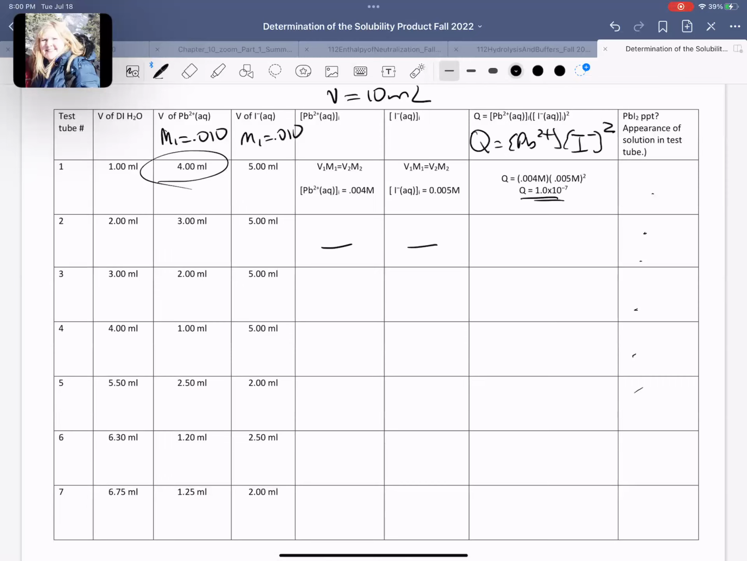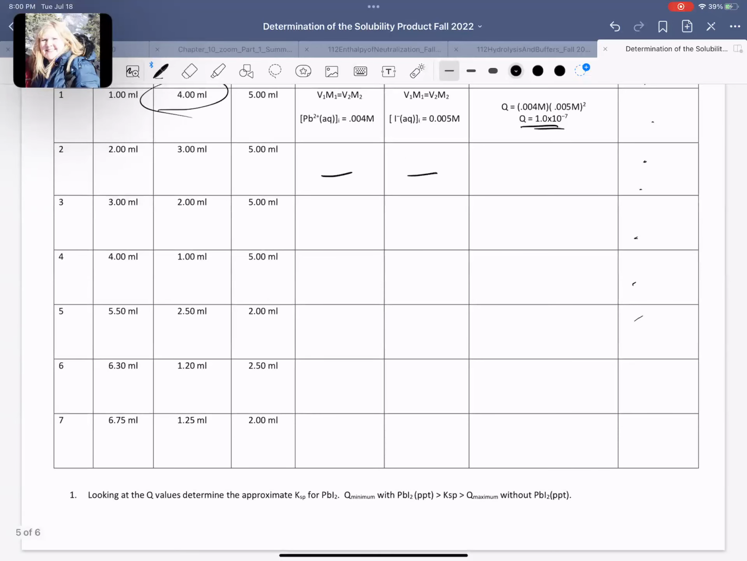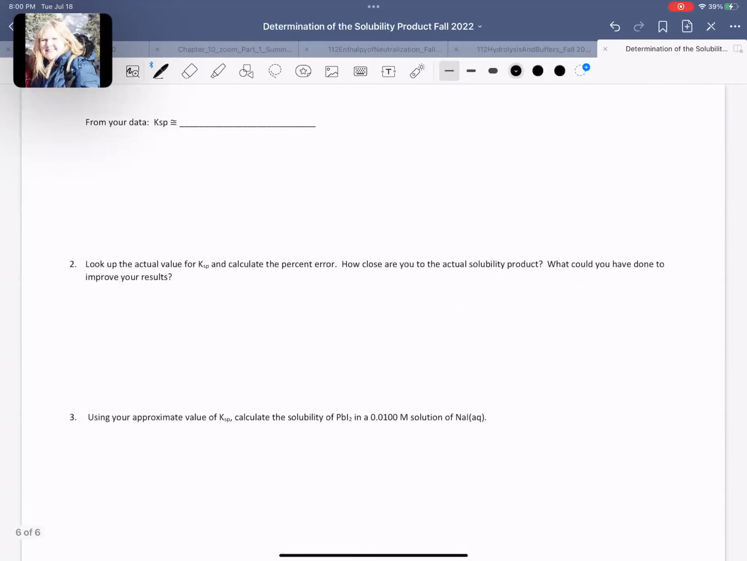And we're going to write down whether or not we have a precipitate, remembering that at the end, when we want to look at our Q values, Q minimum is without a precipitate. Q maximum is here without a precipitate. Q minimum is with a precipitate, and we're going to approximate in between those. When we have done that, we're going to look at our data and get KSP.